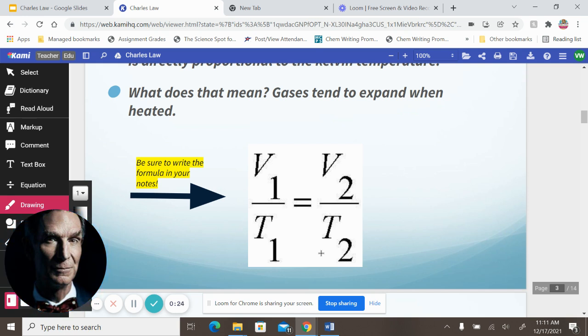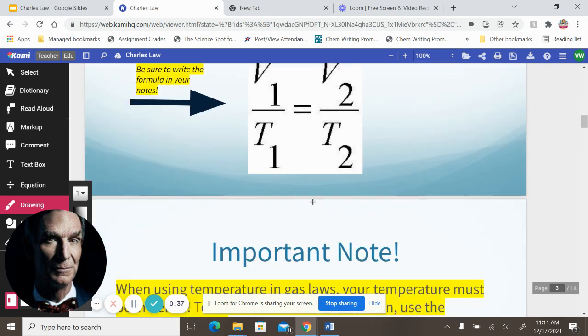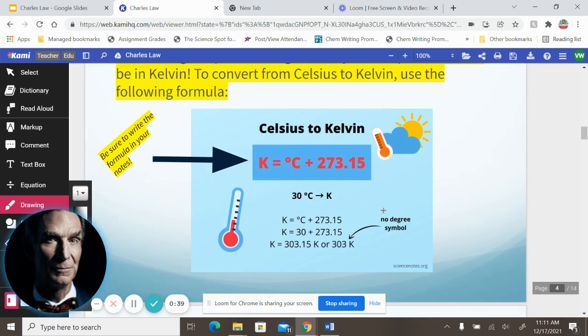So again, your V is your volume. One stands for initial, so you have your initial volume over your initial temperature equals your final volume over your final temperature. An important note is that your temperature has to be in Kelvin when you plug it into your formula. So to go from Celsius to Kelvin, you just add 273 to it.